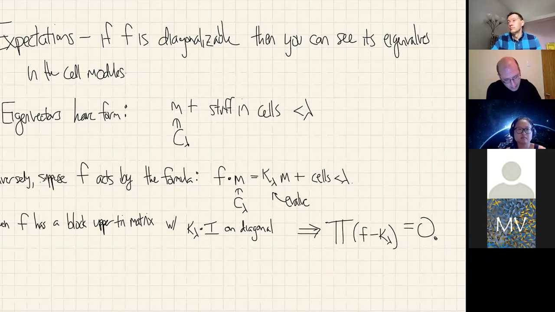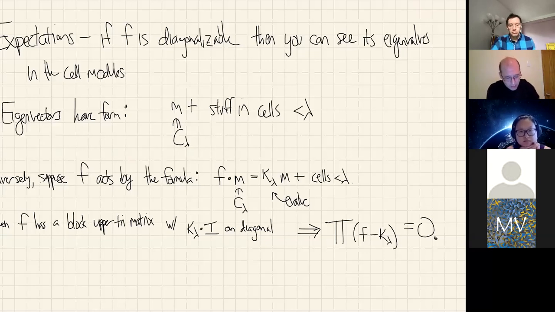So in particular, when F acts on it, it acts by a particular eigenvalue and then preserves whatever's in smaller cells. And F minus kappa lambda will send something in cell lambda to something in strictly smaller cells. So if F has a block upper triangular matrix and acts on each cell by an eigenvalue, then this product is automatically zero. You can see that it's zero on the diagonal blocks.